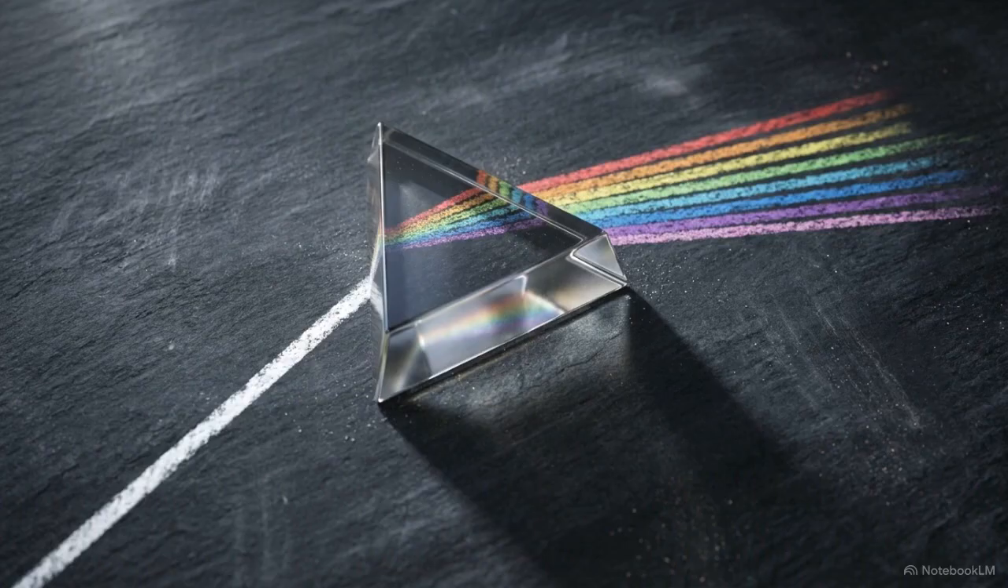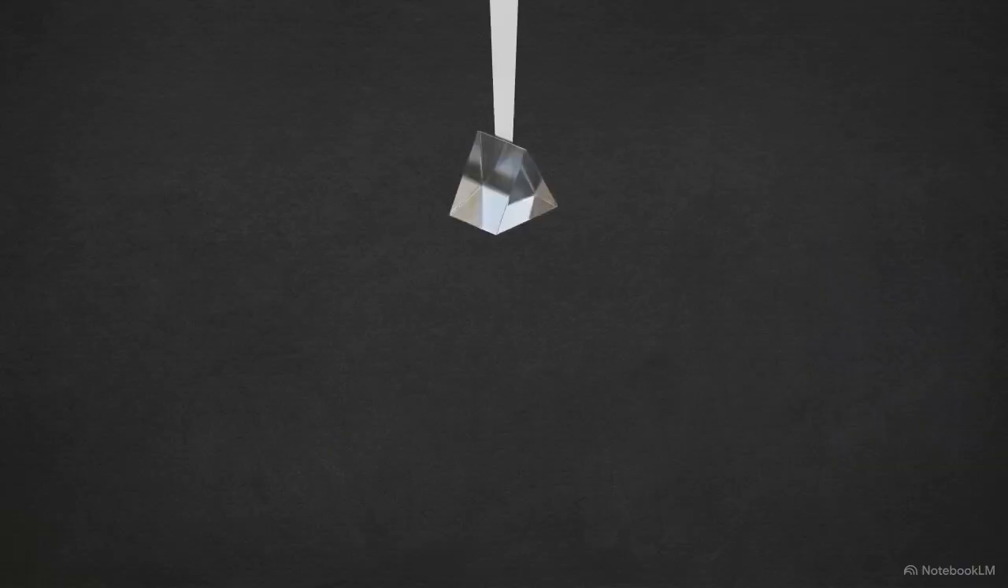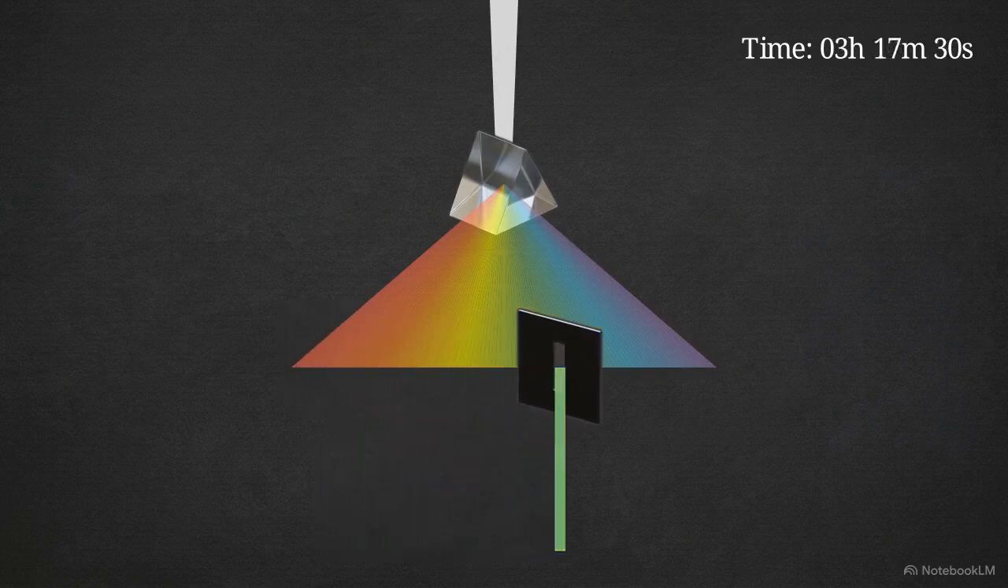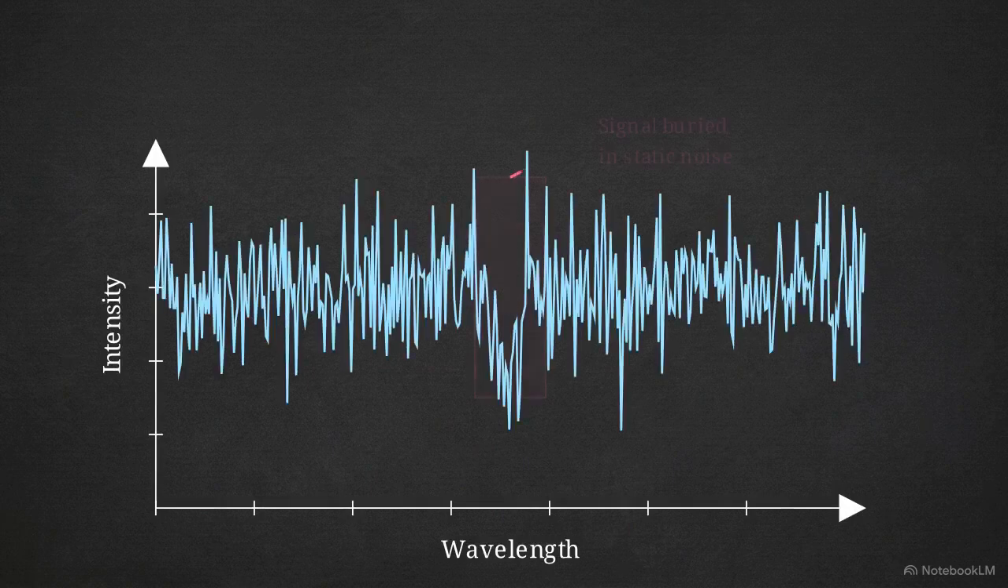The traditional dispersive method of obtaining this fingerprint relied on physical hardware. A prism separated a broadband light beam into individual wavelengths, and a mechanical slit filtered the light, allowing only one single color to pass through the sample at a time, and this created a significant data bottleneck. Measuring every single wavelength sequentially is painstakingly slow, and it severely limits the signal-to-noise ratio of the final reading.